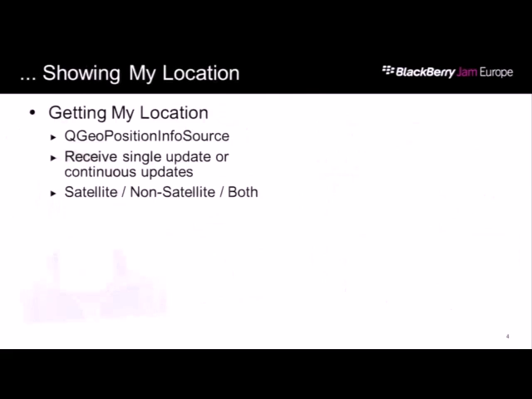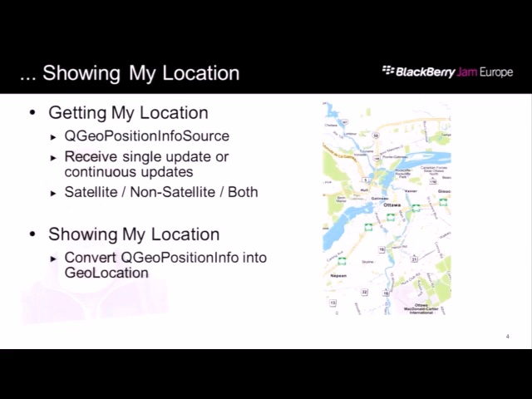To find me, we use a class called the geopositioning info source. For the BlackBerry 10, we've taken a subset of the Qt Mobility module that's publicly available. One of the classes is the positioning info. Because I don't really need to know driving directions right now, I'm just going to use a single update, non-satellite, relatively cheap, quick, to find out where I am.